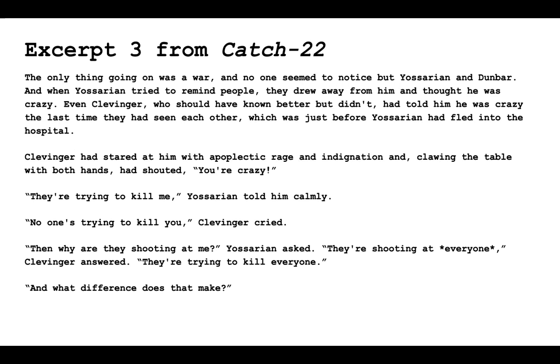Okay. So Yossarian's in the middle of a war, and he says people are trying to kill him. And so that's a bit of paranoia on Yossarian's part. On the other hand, it isn't paranoia because they really are shooting at him and trying to kill him because it's the middle of a war. So the fact that Clevinger sees it as paranoia and means that Yossarian is crazy, and Yossarian sees it as totally rational, means that this also is an example of truth being relative.